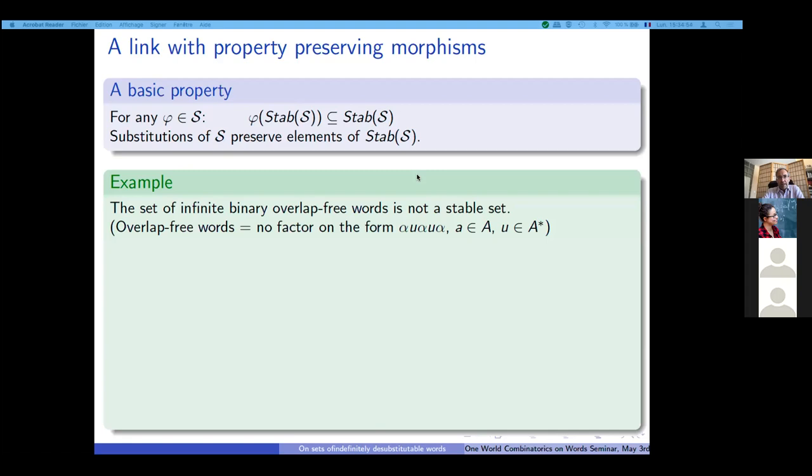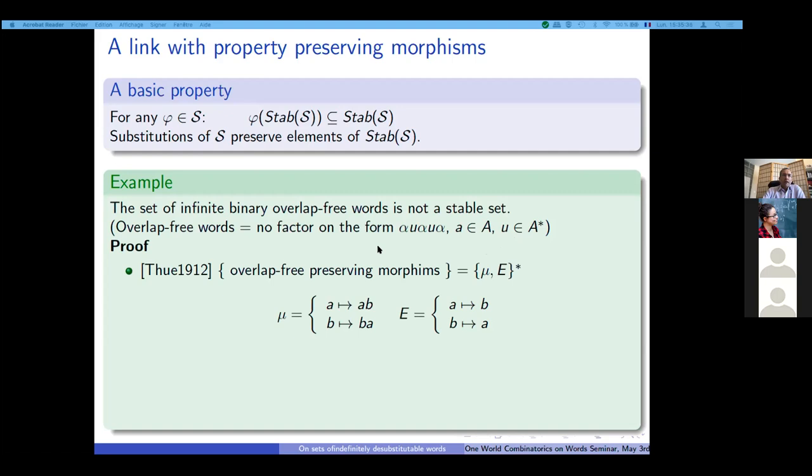Here follows an example where we use this property to prove that a family of infinite words is not a stable set. This family is the well-known family of infinite binary overlap-free words. I assume that everyone knows this definition, but for those who do not, I recall that overlap-free words are the words that contain no factors of the form alpha u alpha u alpha, where alpha is a letter and u is a word.